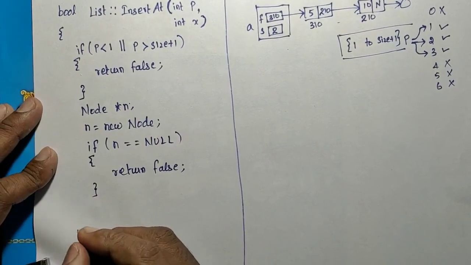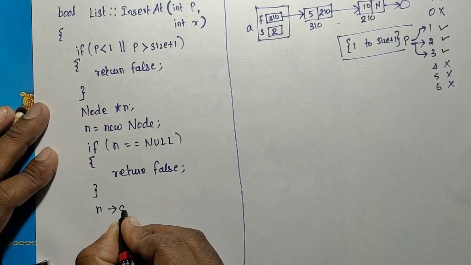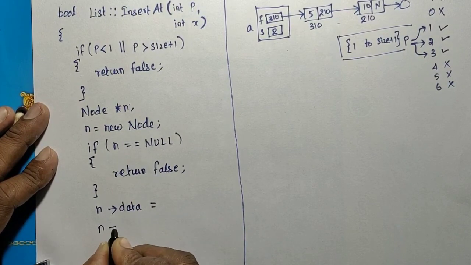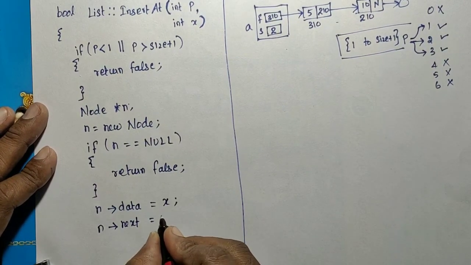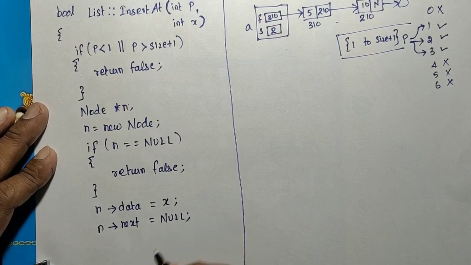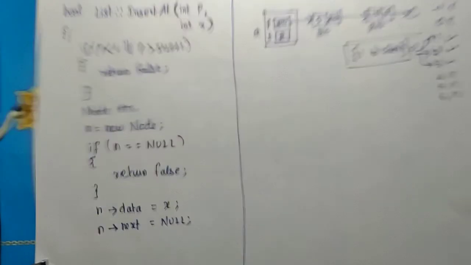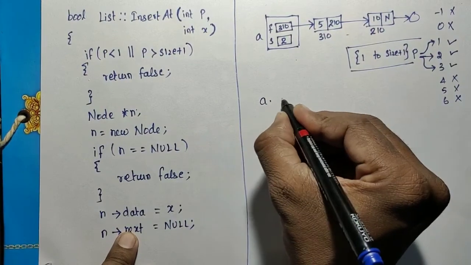After that we have to fill the new node. Fill the new node means n of data equal to x, and n of next equal to null. Data should be filled with x and the next should be filled with null. So after the first two steps in the insertion, creation and filling, I have to link the new node.